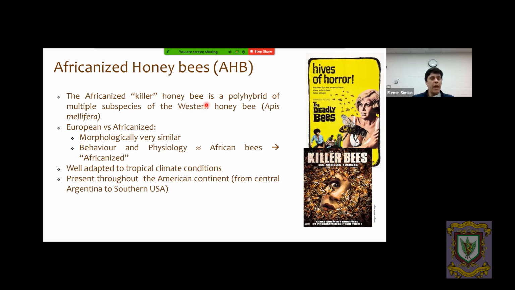And when it comes to behavior and physiology, we will see that Africanized honeybees have a very similar behavior and physiology to the African bees. So that's the reason they're called Africanized. They're very adapted to tropical climate conditions, and we will see in the next slide how adapted they are. And today they are present basically all over the American continent, from central Argentina all the way up to southern USA.